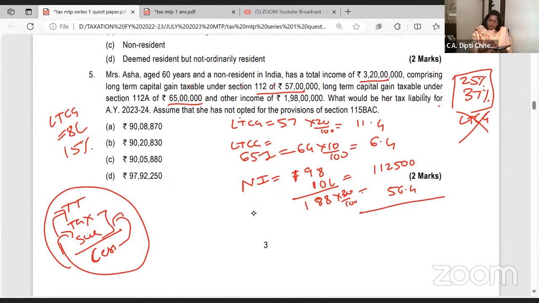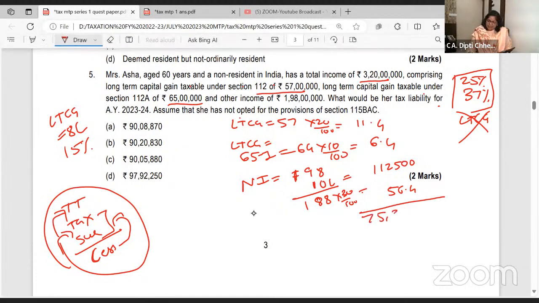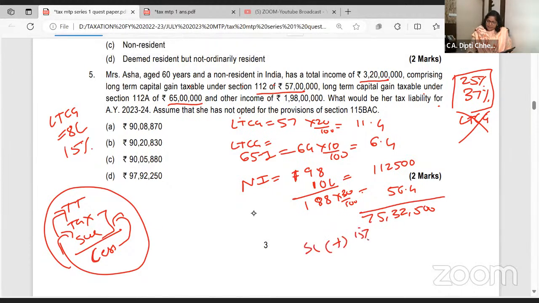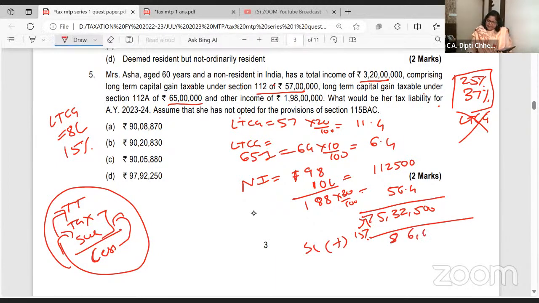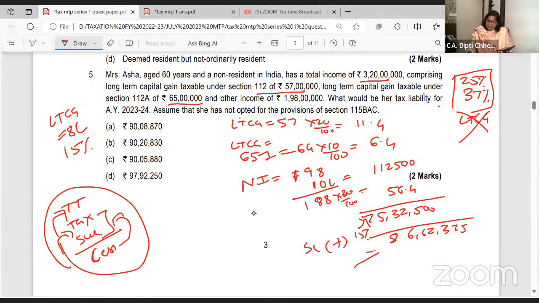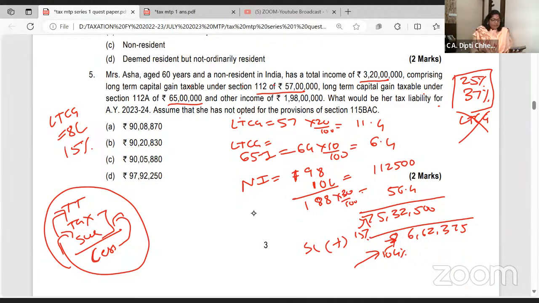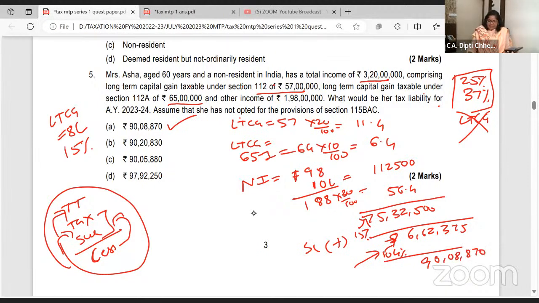11,40,000 plus 640 plus 1,12,500 plus 56,40,000, that is 75,32,500. On this, surcharge I will pay at 15%, so I am directly doing 115%. That is 86,62,375. And on this, 104% for education cess, 104%. So what is the correct answer? 9008870. Ma'am, for 2 marks this is as big as a 5-mark question.